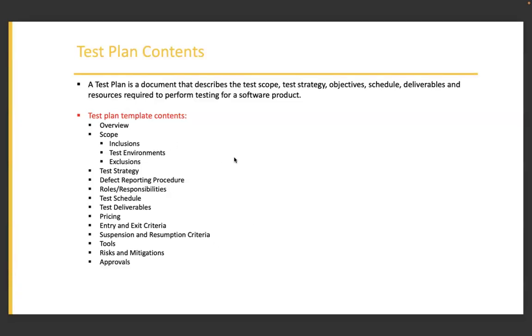Okay, now coming to the test plan, guys. Here you can see that we have strategy, defect reporting procedure, schedule, deliverables, pricing, entry and exit criteria, suspension and resumption criteria. Can anybody tell me what suspension and resumption criteria are, guys? What can this be in our test plan?